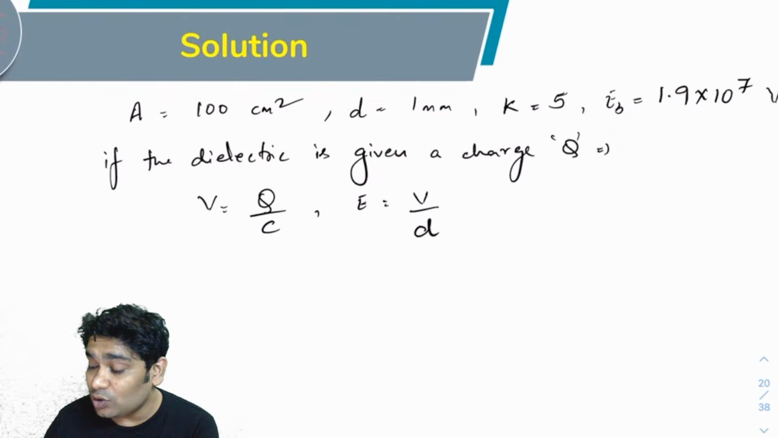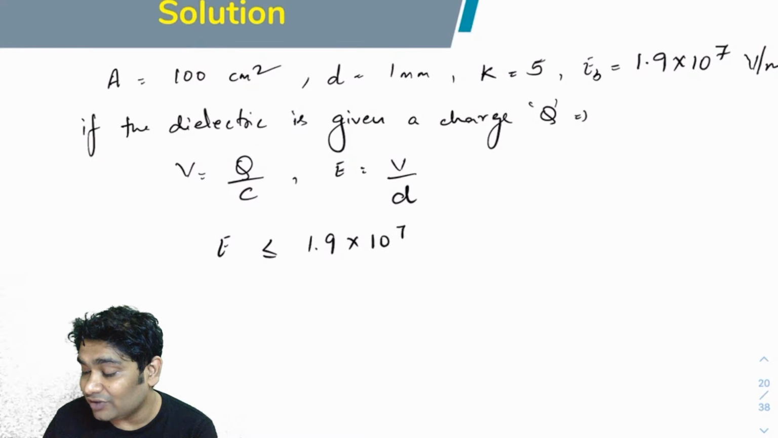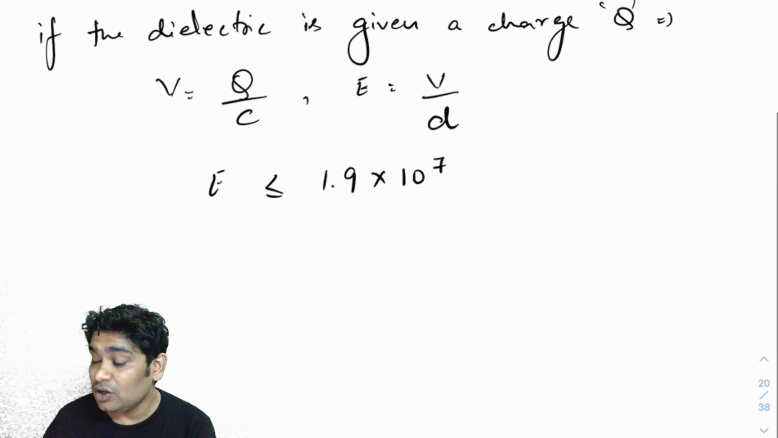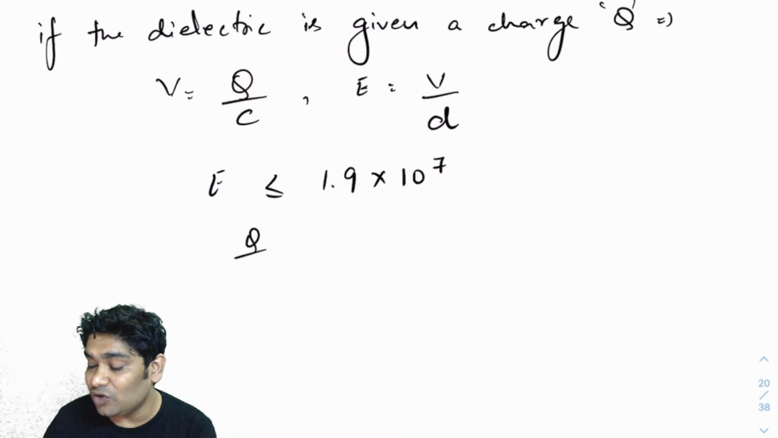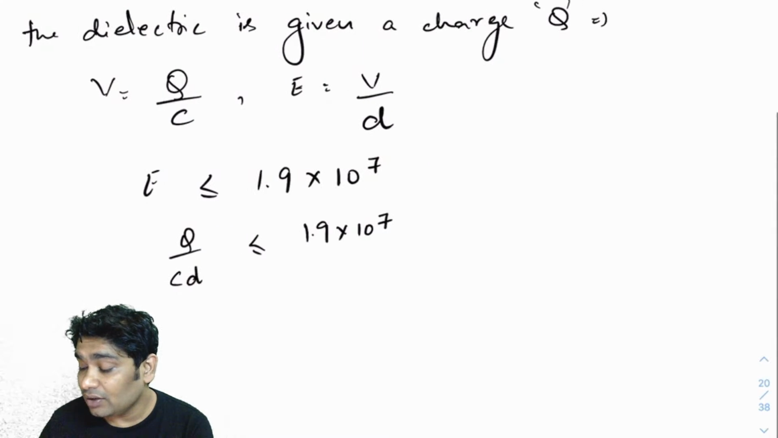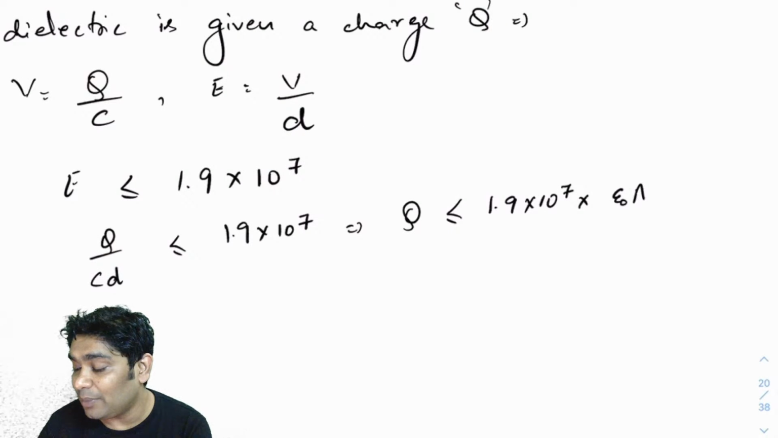And what you want is that E should be less than or equal to 1.9 into 10 to the power of 7. Alright. So that is all you have to do to find the maximum charge that you can store here. So let's start substituting the values. That will give me Q over C times d should be less than or equal to 1.9 into 10 to the power 7. Now Q should be less than or equal to 1.9 into 10 to the power 7 into C, which is epsilon naught A by d, into K into d. Alright.